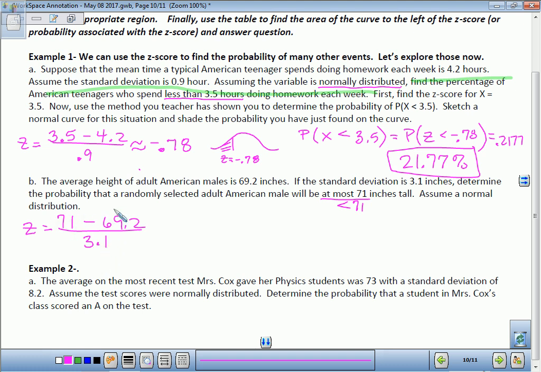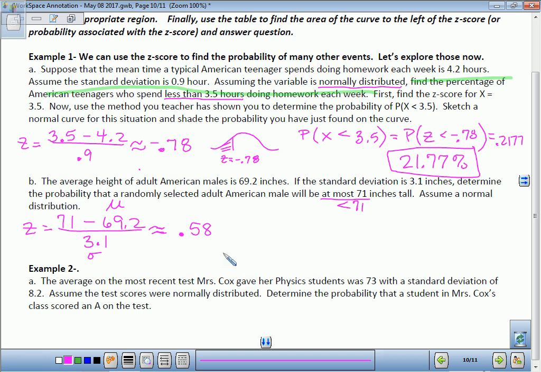This is always what they give me. This is always the mean. This is always the standard deviation. Okay? So in this case, 71 minus 69.2, enter, divide by 3.1. This time we get a positive z-score. We're going to round that z-score to our nearest hundredth, so we can use that table.